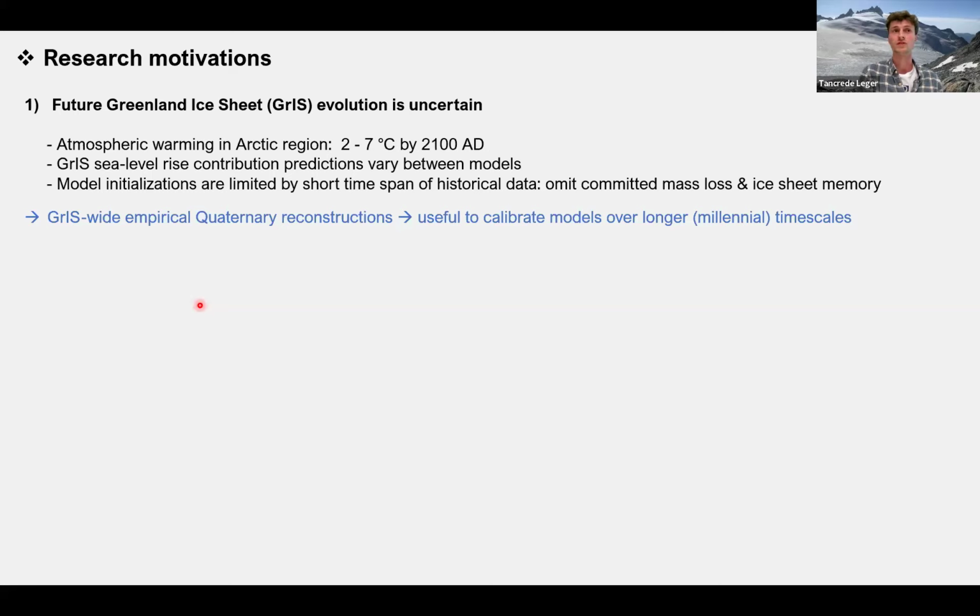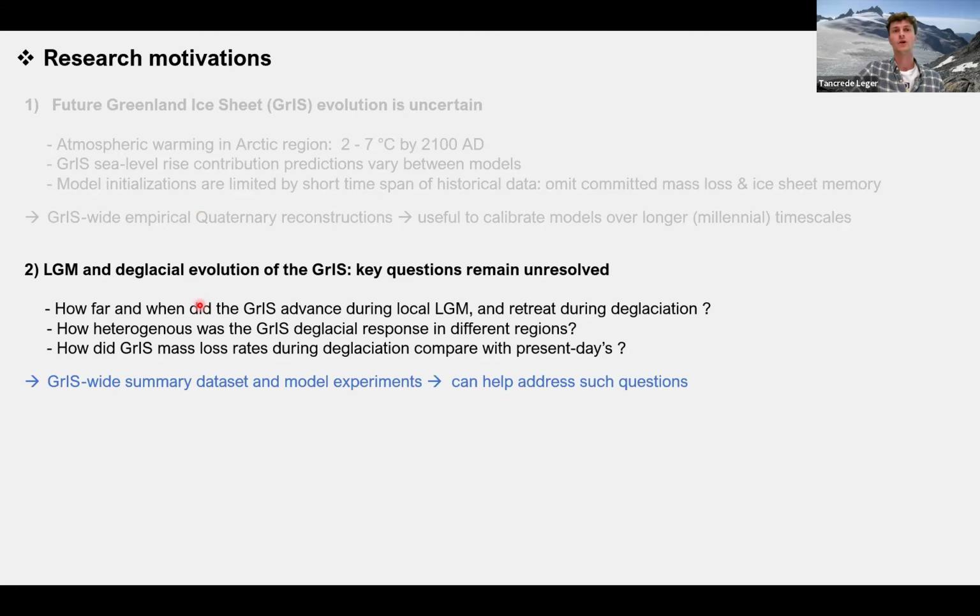So this is one motivation to produce some empirical Quaternary reconstructions, which are useful to calibrate our models over longer millennial timescales. Another motivation is that we have quite a lot of unresolved questions today about the last glacial maximum, but also the deglacial evolution of the ice sheet. So there's a whole list of open questions here. I've just shown three of them here, just ones that popped up in my head.